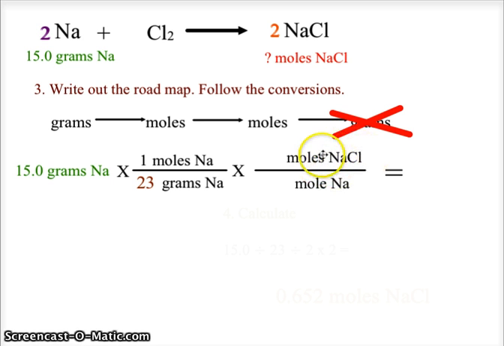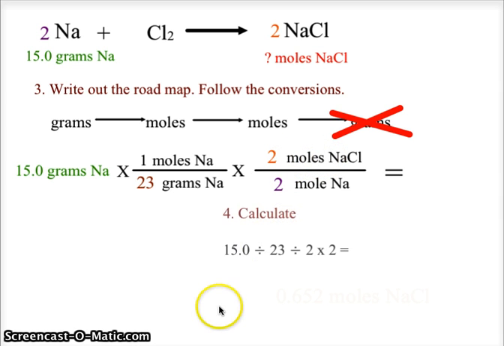So the substance we want to end with is on the top in the numerator, and the substance we're trying to cancel goes in the denominator, and we draw the numbers from the balanced chemical equation. So there are 2 moles of salt produced for every 2 moles of sodium consumed, and this is our basic calculation steps for conversion from grams of sodium to moles of salt.